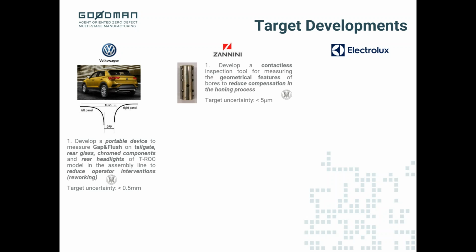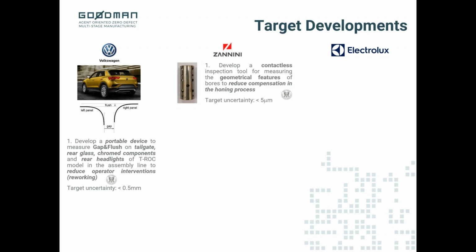For the Zanini use case, we actually had to develop two devices. The first one is a contactless inspection tool for measuring the geometrical features of boards in order to reduce compensation in the owning process.